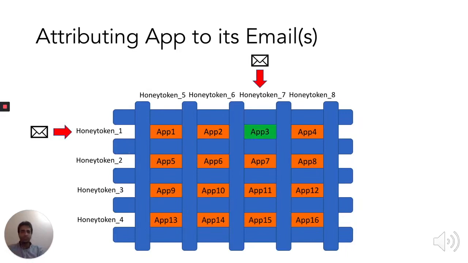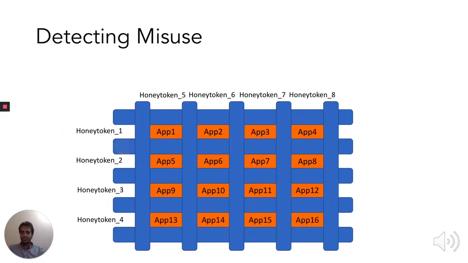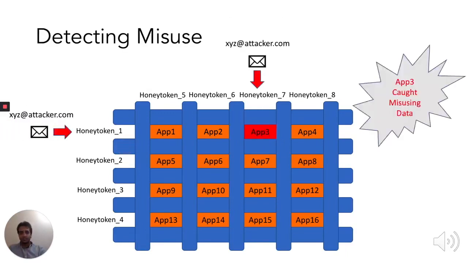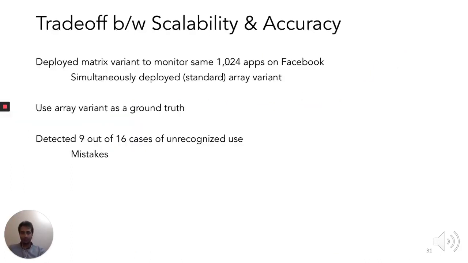Now, what if this app 3 leaks our data to an attacker and then the attacker sends an email? Then we can detect that app 3 was responsible for the misuse of our data. So we deployed the matrix variant of CanaryTrap to monitor the same 1024 apps on Facebook. Note that we call the previous deployment to monitor Facebook apps the array variant, since honey tokens are shared with apps in a linear way.